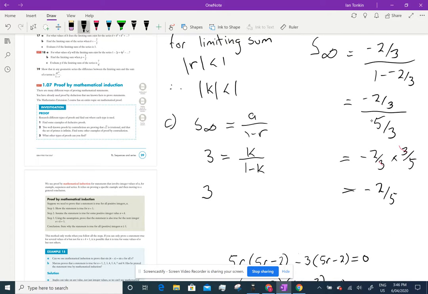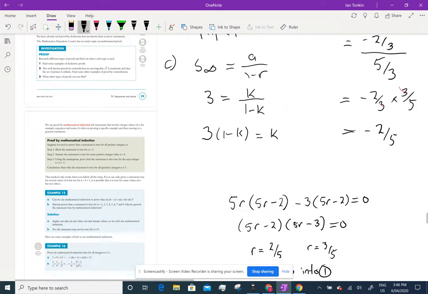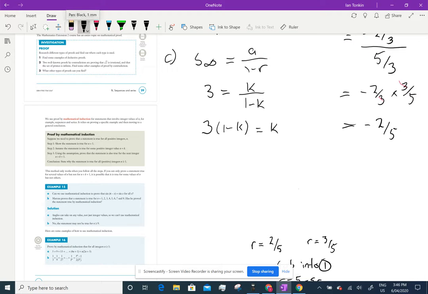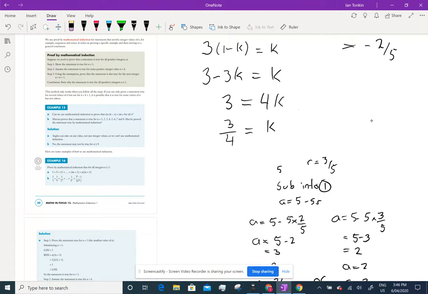Oh, that's 3 outside of, multiply that 1 minus K across equals K. And I'll expand that. So I get 3 minus 3K equals K. Add the 3K back, 3 equals 4K. And divide by the 4, 3/4 equals K. So that's 17. You go away and have a go at 18.